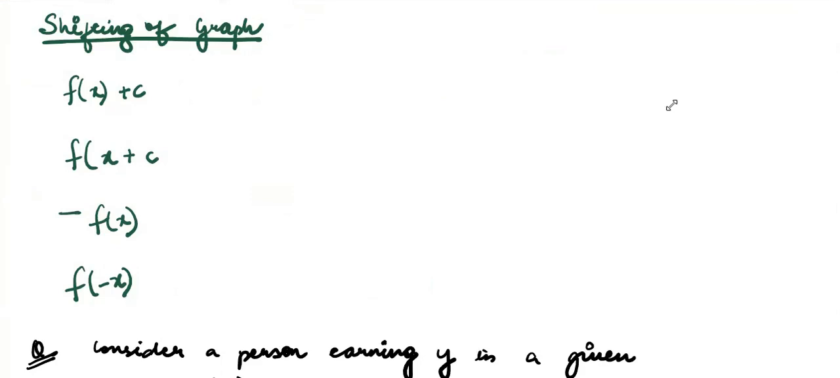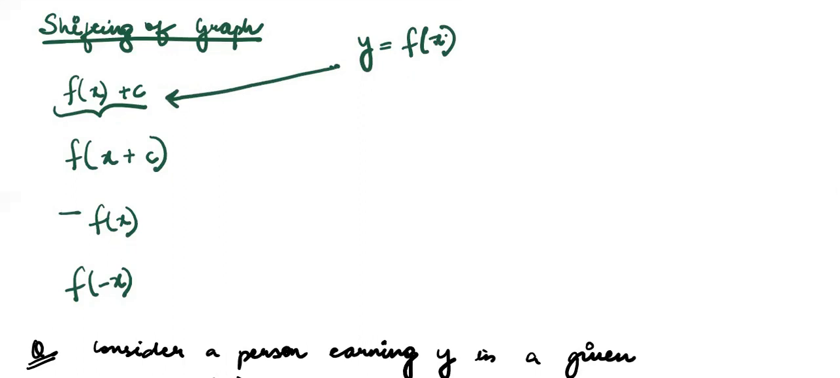In today's lecture, I will continue with shifting of a graph. So, we understood that there are 4 types of shifting of a graph. My initial graph is y equals a function of x, and I can do the following to it. I can have f of x plus c, where I replace x by x plus c in the function.